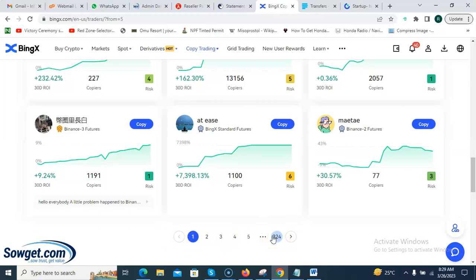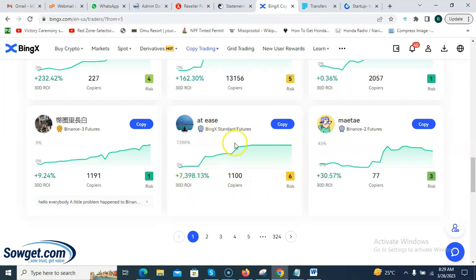So you see that this platform BingX has hundreds of traders that you can choose for your copy trading, and all you just need to do is to choose the best trader that will allow you to make a consistent profit. For example, look at this trader here. You can see his 30 days return on investment, he has made 7,000+%, and just for a 30-day period.